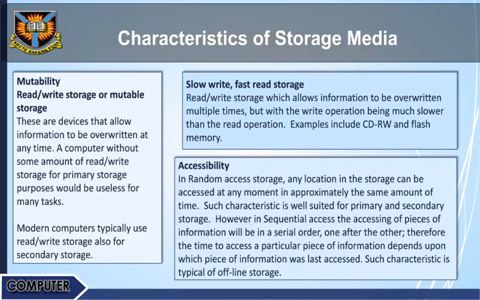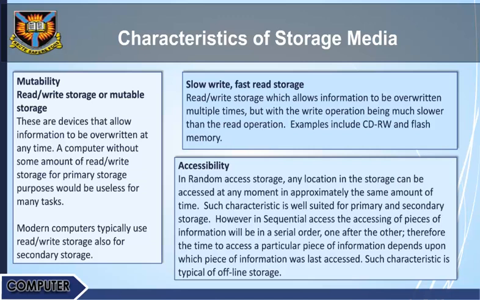Modern computers typically use read/write storage also for secondary storage. Slow write, fast read storage. Read/write storage allows information to be overwritten multiple times, but with the write operation being much slower than the read operation. Examples include CD-RW and flash memory.